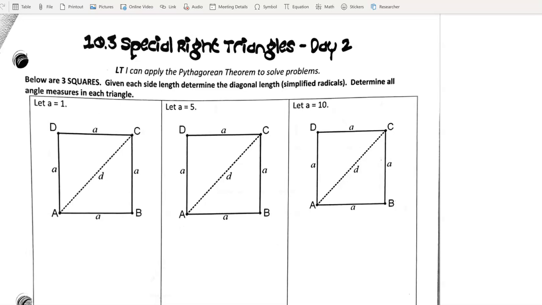So below are three squares. Given each side length, determine the diagonal length in simplified radical form, of course. Determine all angle measures in each triangle. So we're given that these are squares.